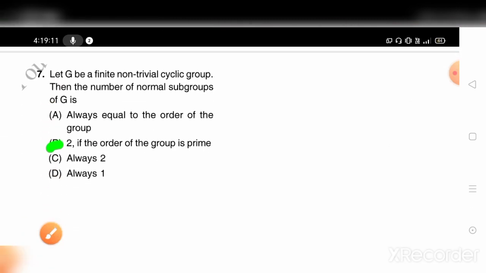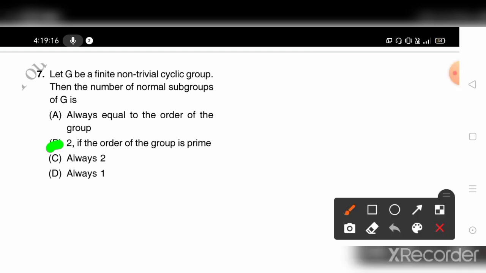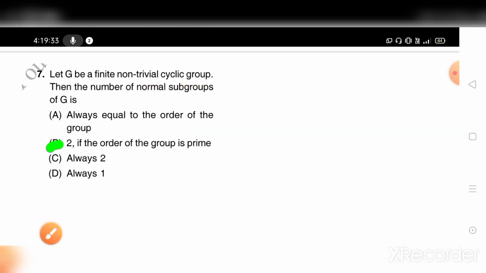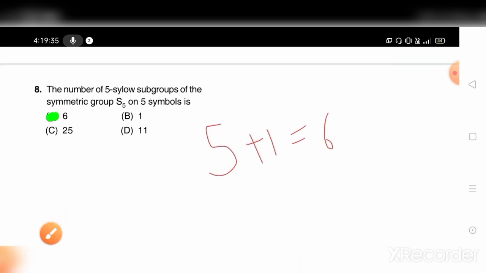Let G be a finite non-trivial cyclic group. Then the number of normal subgroups of G: if the order of group G is a prime, then 1 and p, so 2 normal subgroups.